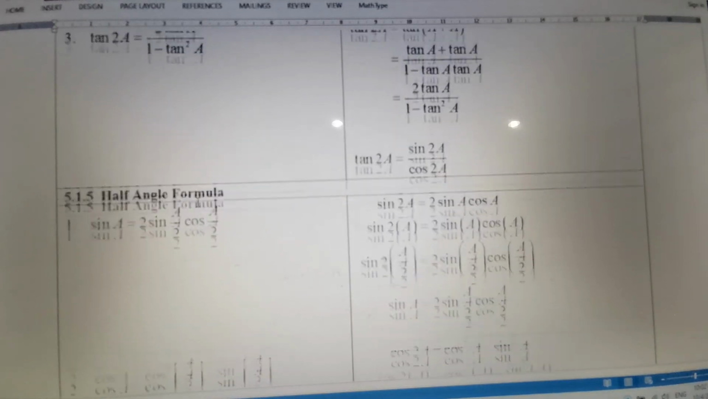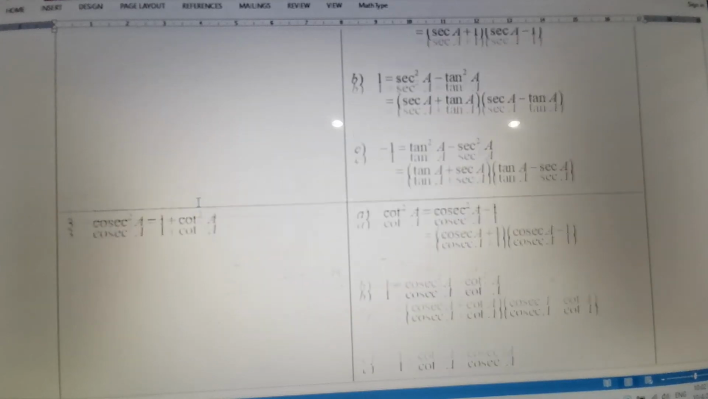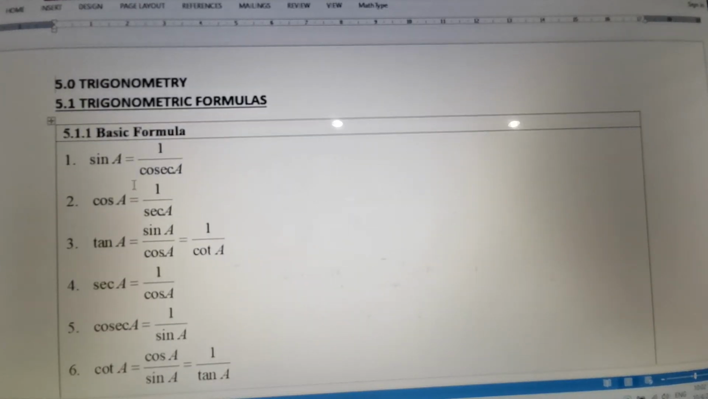Okay, if you go up and see, sine A is equivalent to 1 over cosecant A. Cos A, this one you can read through. Tangent A is actually equivalent to sine A over cos A. Also, it can be 1 over cotangent A. Whereby if you see your cotangent here, it will be vice versa. Sine over cos, this one will be cos over sine. And this one 1 over tangent, 1 over cotangent, this one is 1 over tangent.